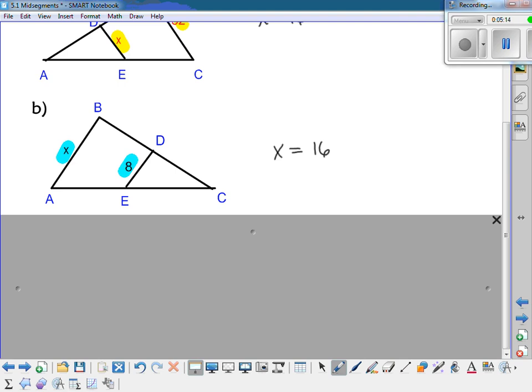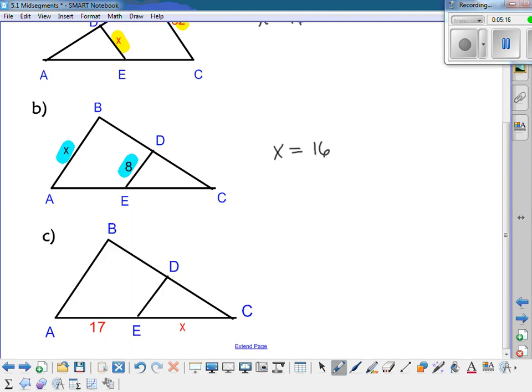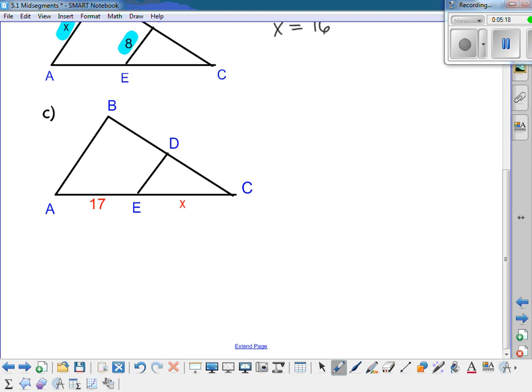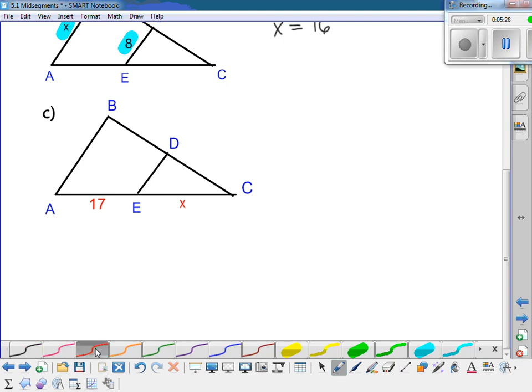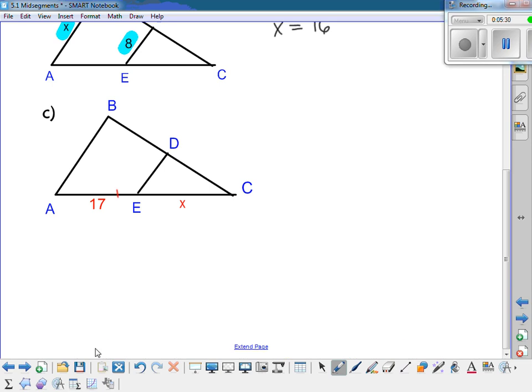And then the last one, again, pause the video if you need a moment to think about it. Okay, so since ED is a midsegment, I know that AE has to be congruent to EC because it goes to the midpoint. So in this case, you're not cutting anything in half. x just equals 17 because E is the midpoint of AC.